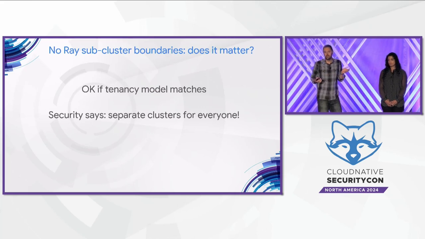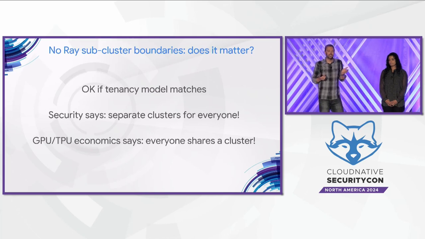And I think that's sort of reasonable, but unfortunately, the GPU and TPU economics are pushing you in the other direction. These are really expensive things that are hard to get right now. So the ideal scenario is you spend a lot of money on GPUs and TPUs, and then you want all of the workloads to share them to make sure those GPUs are utilized all the time. You can't have them sitting idle. And so the economics pushes you in the other direction, which might be how you end up sharing clusters that maybe shouldn't be sharing with each other.